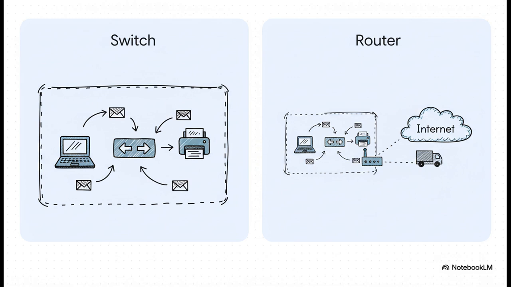The router, on the other hand, is the gateway to the outside world. It connects your entire local network to the internet, and it uses IP addresses to send your data on its global journey. So think of it this way. The switch is your local mail sorter, and the router is the cross-country truck.